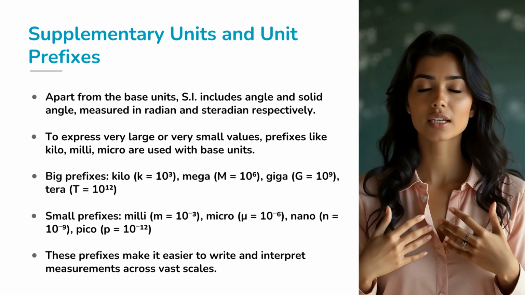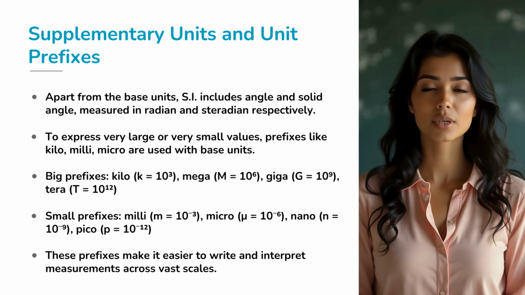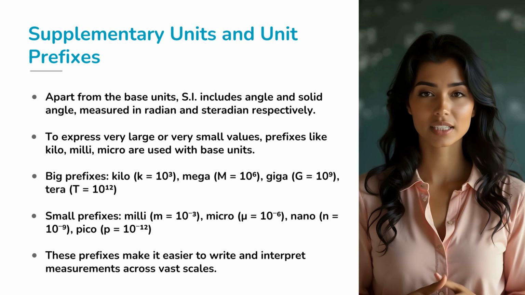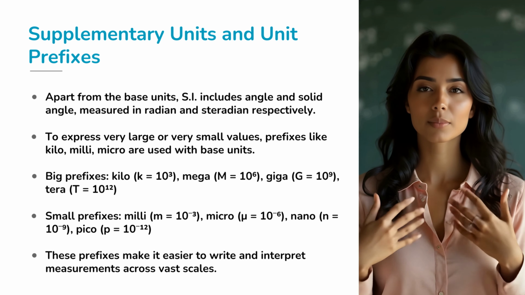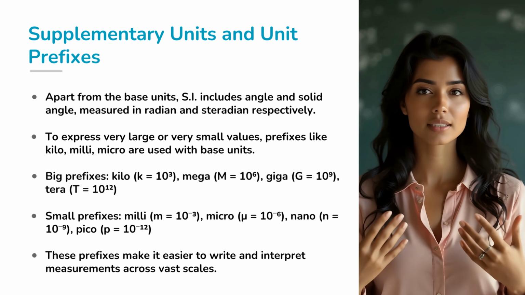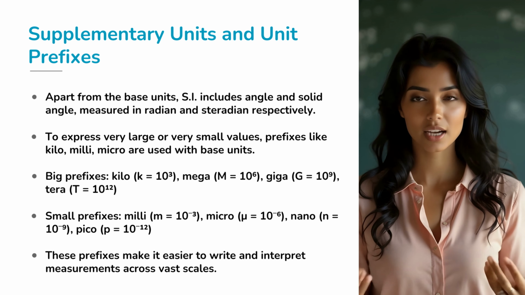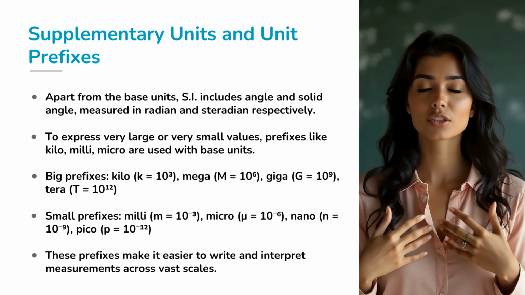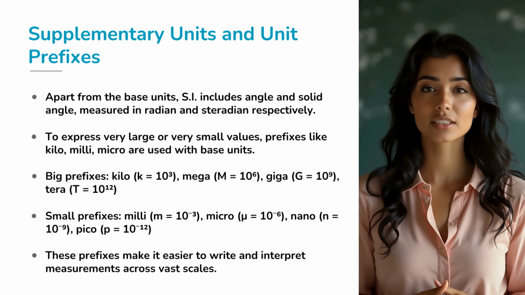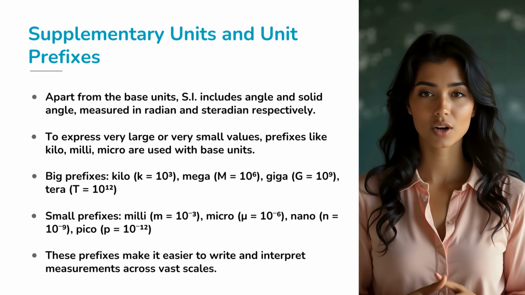But what if you're dealing with very large or extremely small quantities? That's where prefixes come into play. Prefixes allow us to scale units easily. Need to talk about a billion hertz? Use giga, symbol G. Talking about tiny wavelengths of light? Use nano, symbol n. These prefixes attach to base units to simplify numerical expressions. Instead of saying 1000 meters, we just say 1 kilometer.